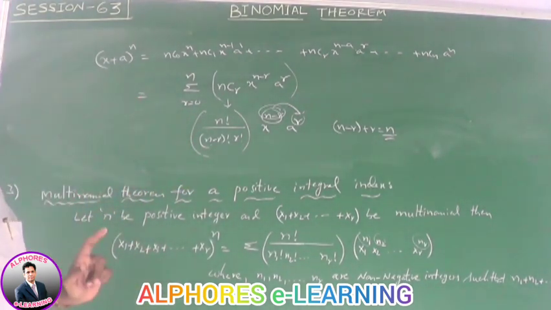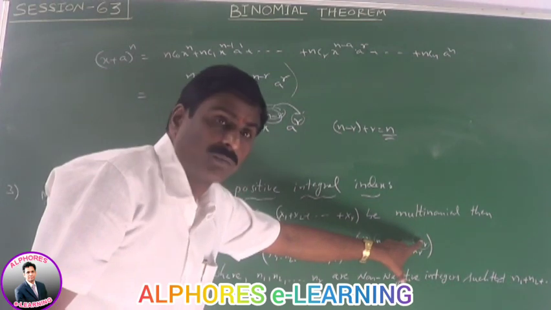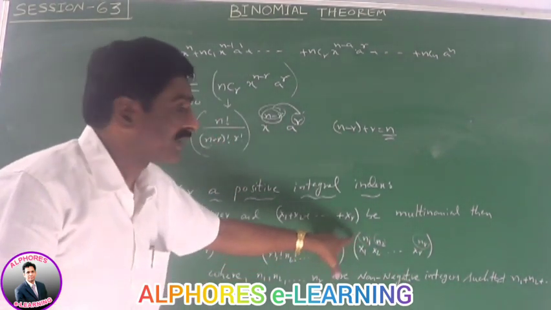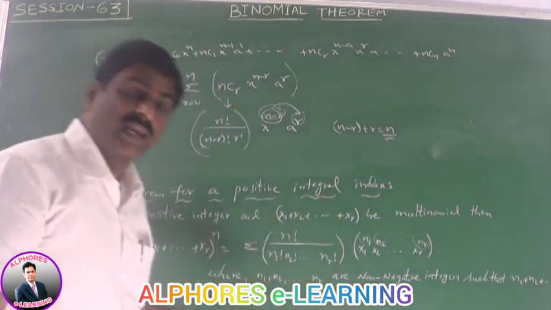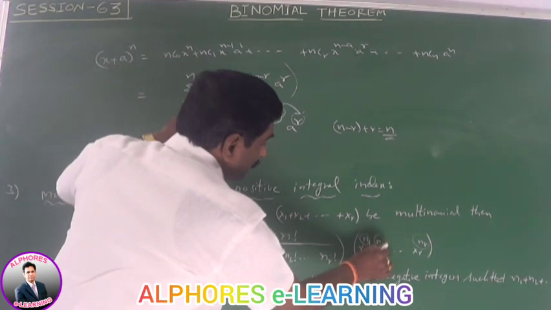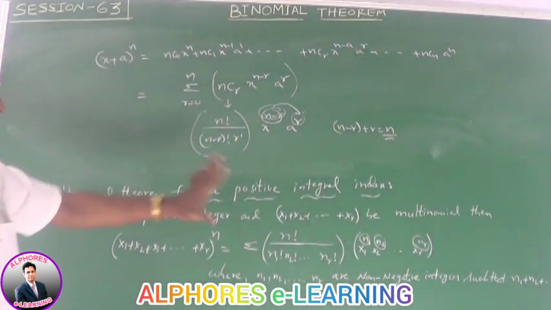In this case also, x1 power n1, x2 power n2, so on, x suffix r whole power n suffix r. In this case, the sum of these values must be n. And at the same time, the coefficient is n factorial by the factorial of these index values, n1 factorial, n2 factorial, so on, n suffix r factorial. Please observe this value.